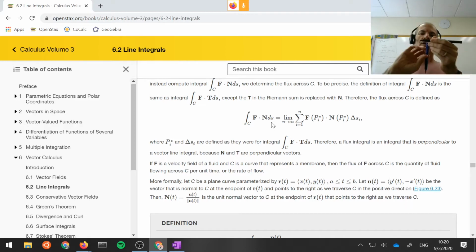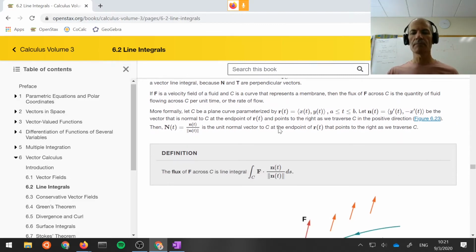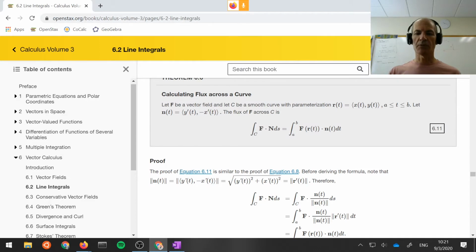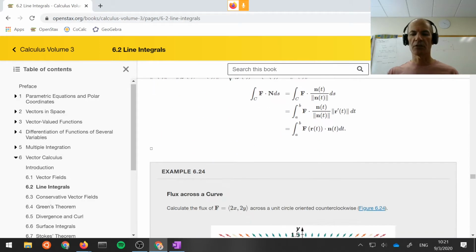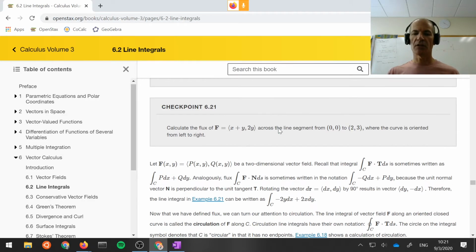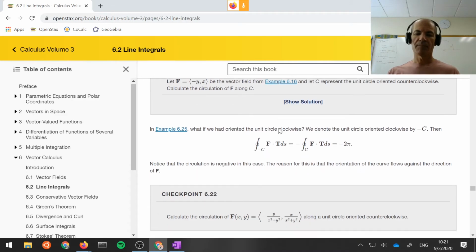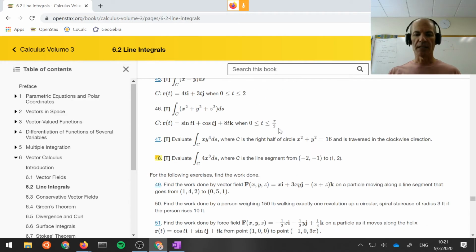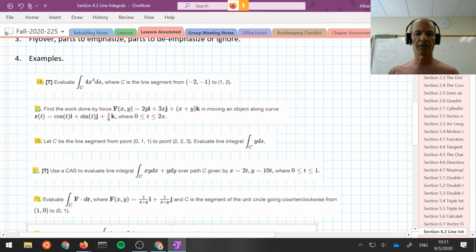If you're off, like if you choose this one and you were supposed to choose this one, it'll introduce a minus sign. Okay, we're going to do lots of examples of this, calculating flux across a curve, calculating the circulation across a curve, and let's do this just by example. So I'm going to jump over to the notes now and begin working some of these examples.